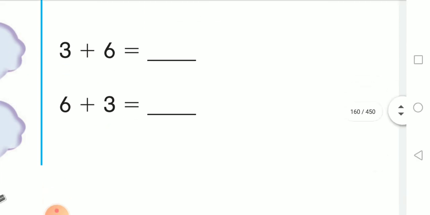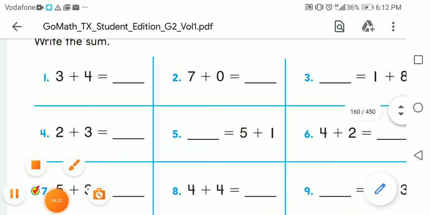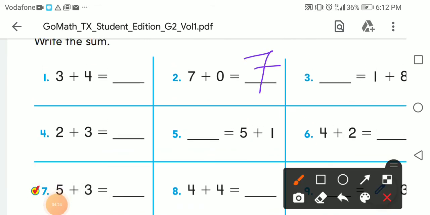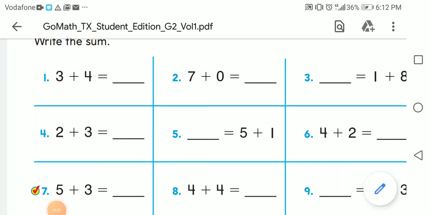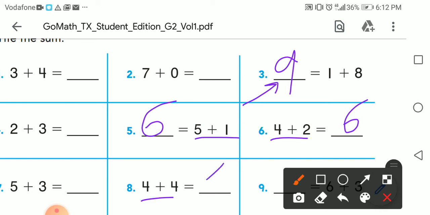Okay. So let's solve together. 3 plus 4, 4 in my mind, after 4, 5, 6, 7. 7 plus 0, any number plus 0 gives me the same number. 0 is nothing here. 1 plus 8. Can I write the answer first? Of course. It's 9. 4 plus 2, 6. Right? Okay. 1 plus 5, 6. 4 plus 4, 8. 4 here is doubled. Okay. 2 plus 3, 5.